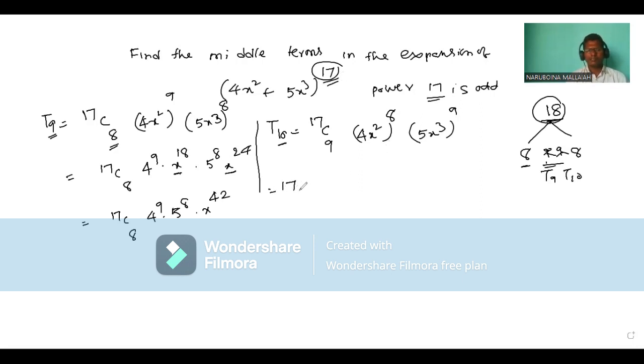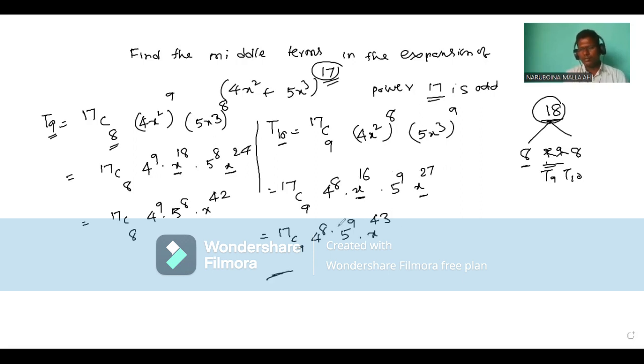Now 17C9, give this power to both of the terms inside the bracket. 4 to the power of 8 into x, 2 8s are 16. Next 5 to the power of 9, x to the power of 3 9s are 27. Now put the numbers together, 4 to the power of 8, after that 5 to the power of 9. Here is x, here is x. So write x, bases are same. So add this, 16 plus 27, it will be 43. So these are the two middle terms.